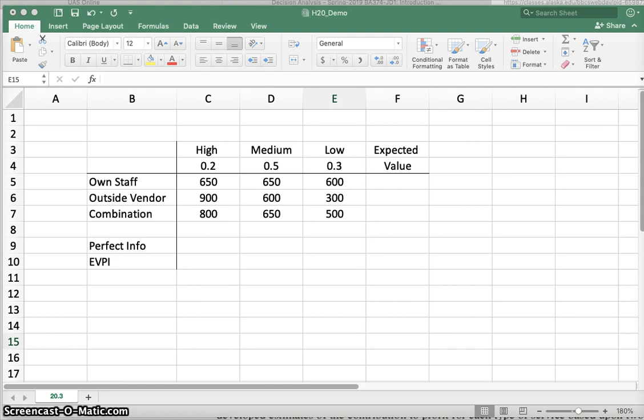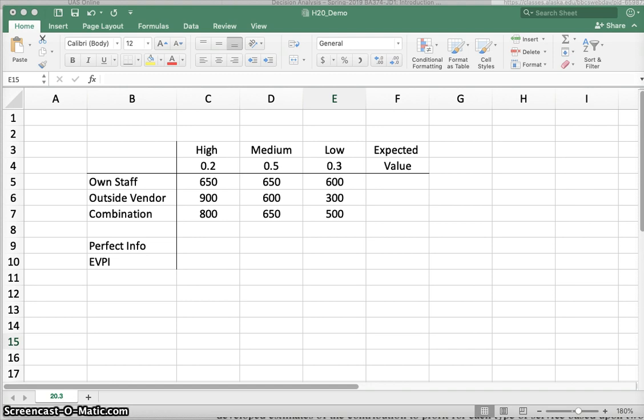So in this problem, 20.3, the scenario is we have a business who needs to do some data processing, and they have different options. They can hire their own staff and have them as their own employees, or they can outsource it to an outside vendor, or they can have some combination of their own staff and an outside vendor. And how much this will cost is given. These are in thousands of dollars.